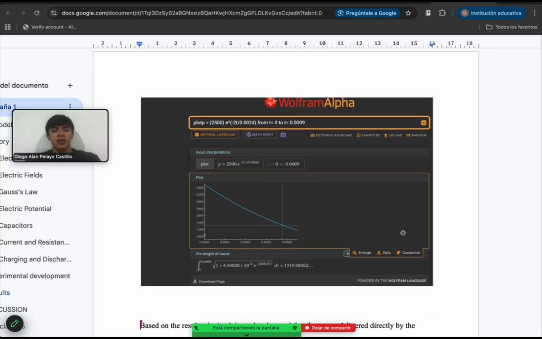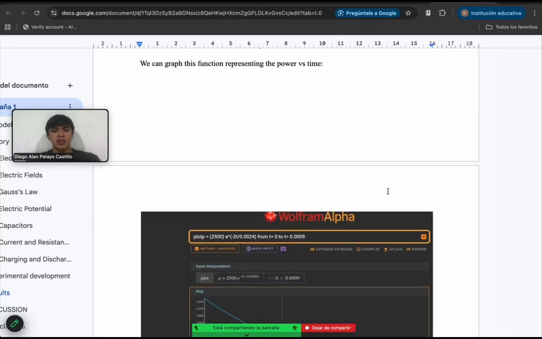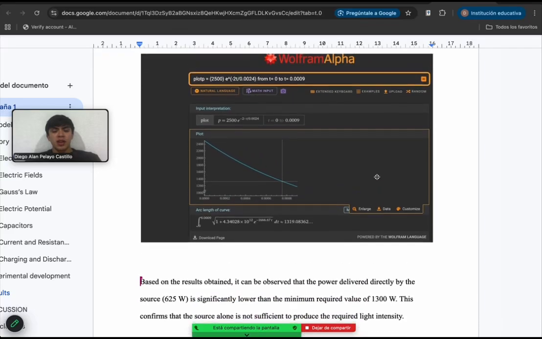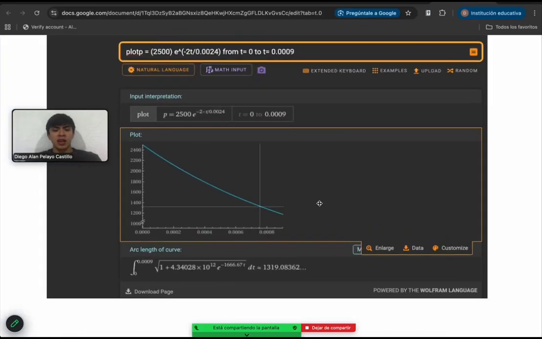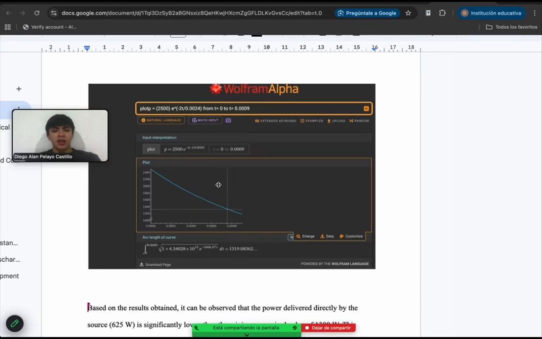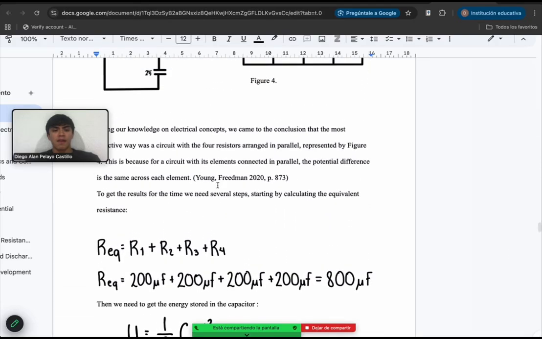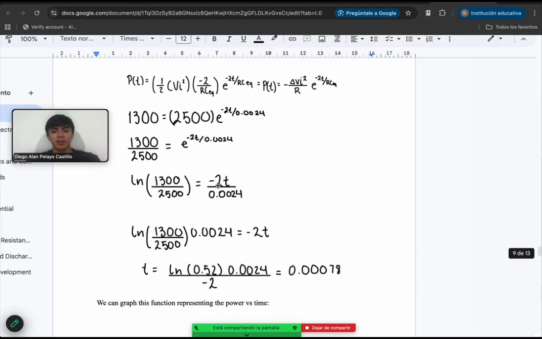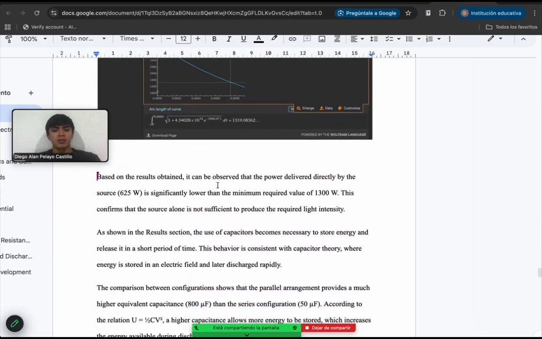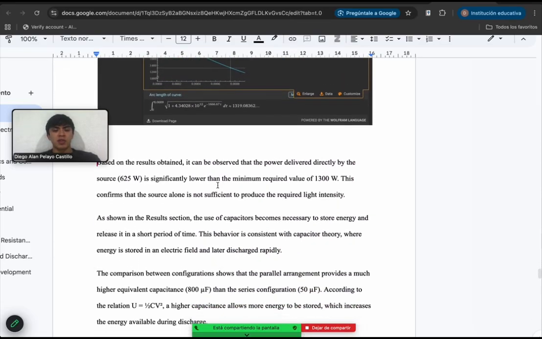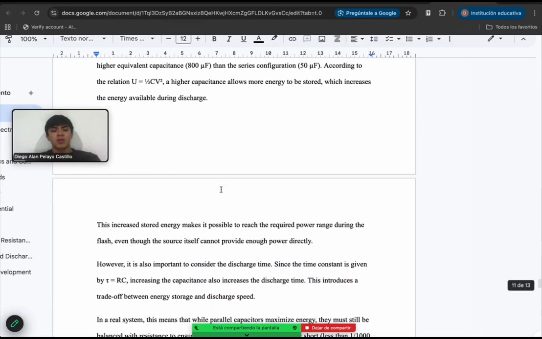And this is a graphical representation of this same formula, getting a straight line and with the exact point of the 1300 watts that we needed. And so yeah, that's basically the part of the results that we got from this whole experiment.